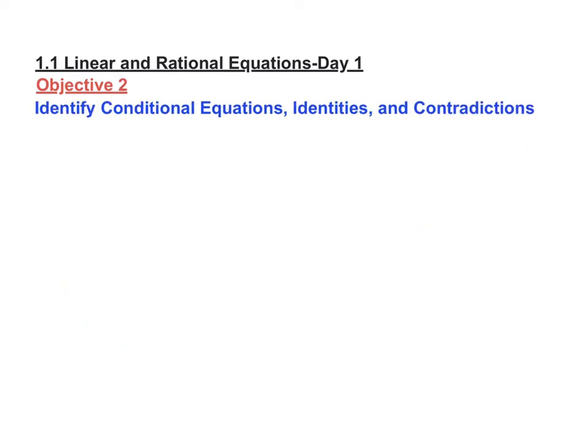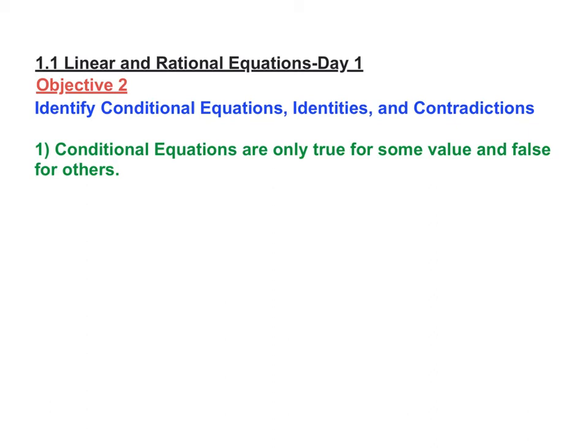Okay. The next part, there's some terminology in this section that I want to make sure that we go over and understand. We're talking about conditional equations, identities, and contradictions. We have to be able to identify what type of equation we have, and what each of these three terms means. So I'm going to give you each of those definitions, and then we'll look at some examples, okay? And then you'll have the rest of the time to get this homework done.